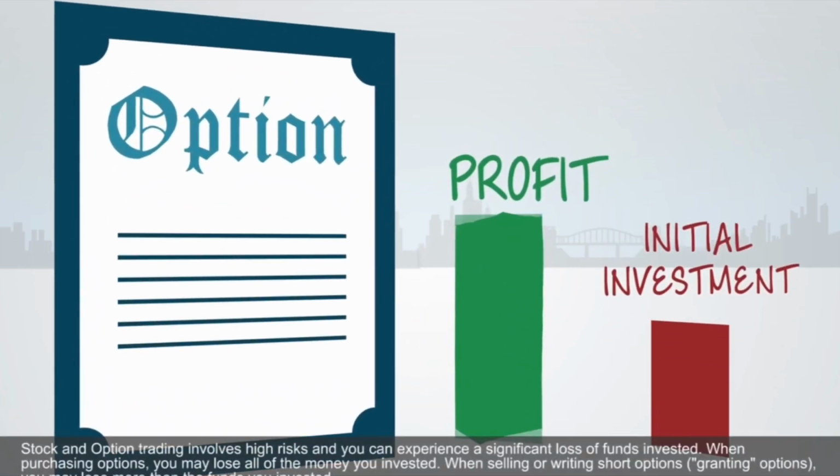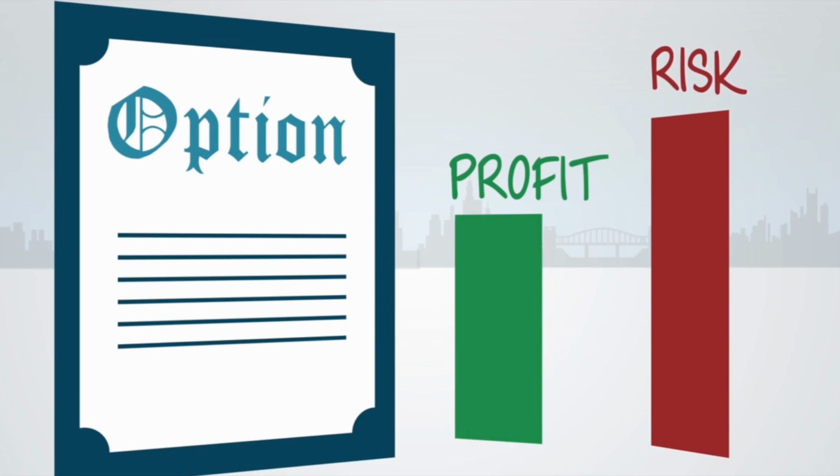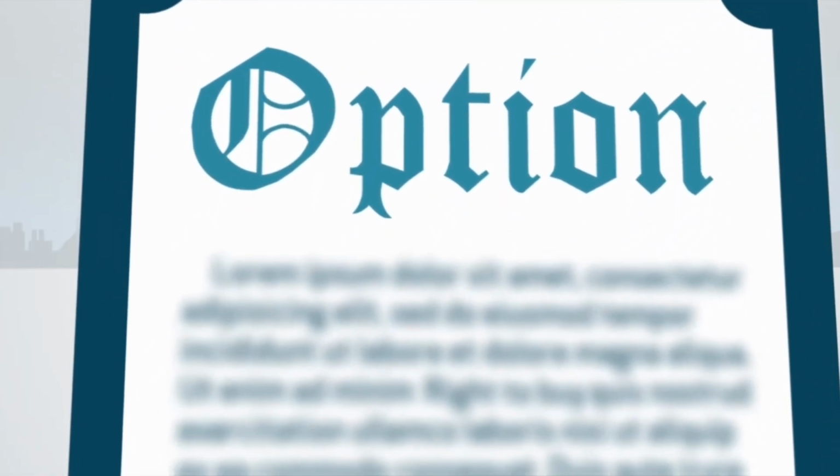The ability to make more with less is one of the benefits of options trading. However, the potential for greater profits comes with greater risk of losses. To help you understand why, let's take a closer look at how an option contract works.